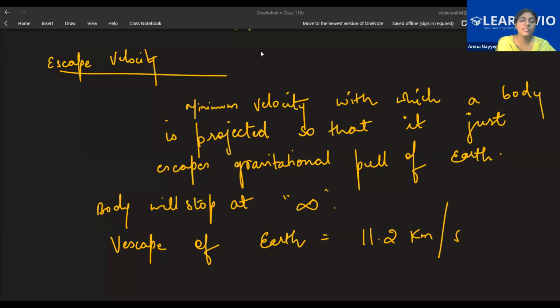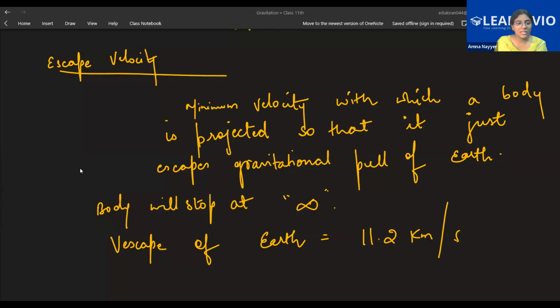the Earth's surface or Earth's gravitational pull is crossed. Okay. If I say there is a minimum velocity required, this means that until that velocity is achieved, the body will not be able to move away. So escape velocity is basically a velocity which is needed to escape this gravitational pull of Earth.